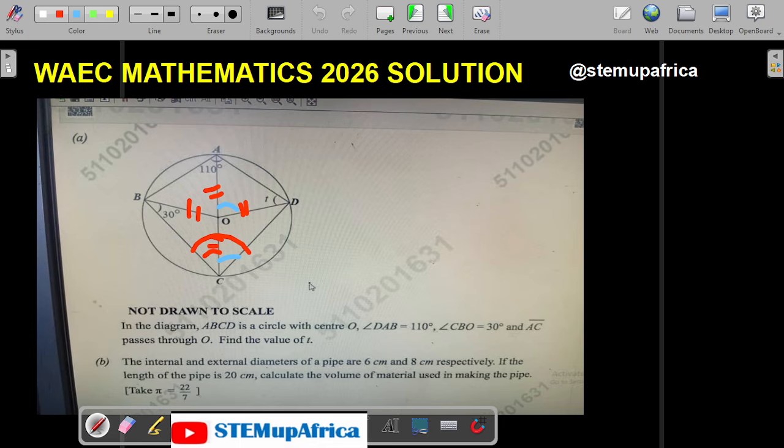So let's look at question 8b. It said the internal and external diameters of a pipe are designated respectively. The length of the pipe is 20 centimeters. Calculate the volume of the material used in making the pipe. Pi equals 22/7. When you're talking about a pipe, it has a cylindrical shape, so we use a cylinder as our reference because a pipe looks like a cylinder.